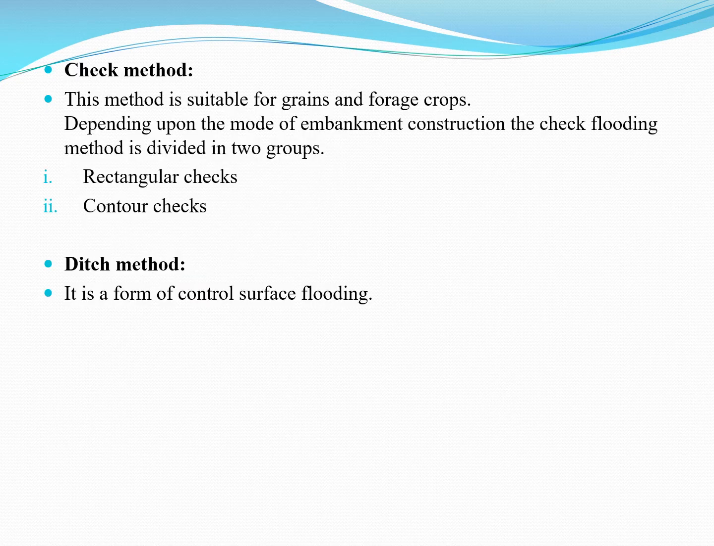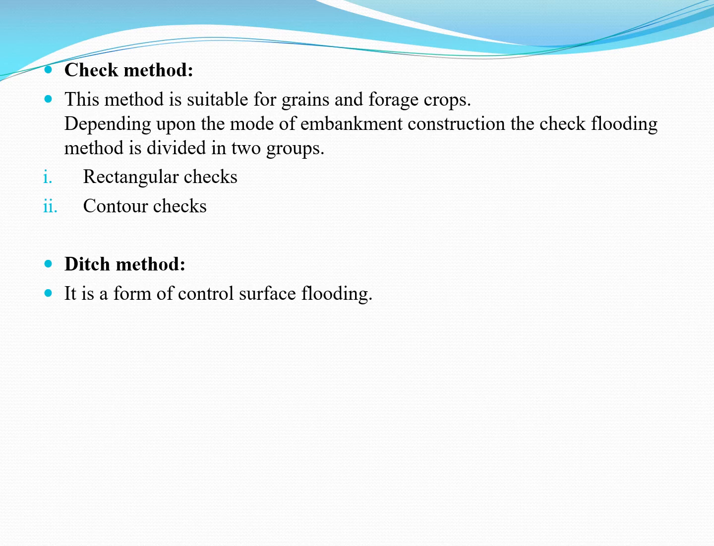Okay, next is the check method. So in this method, relatively level plots are enclosed by small embankments. Okay, so the plots are enclosed by small walls or small earth walls. And the irrigation water enters the closed area and subsequently floods it. Okay, and this method is very suitable for soils having high permeability.